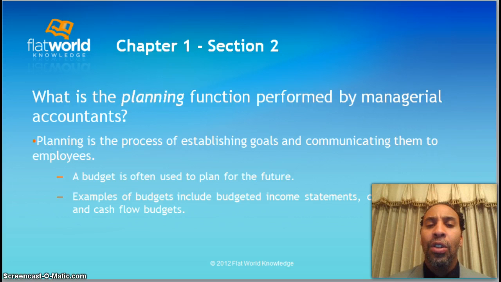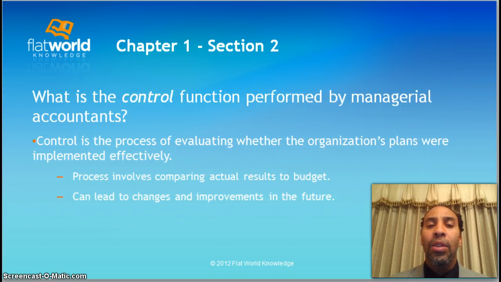A budget is often used to plan for the future, right? So we set our budget together and we plan for the future. This is how many individuals we need to pay for. This is how much their health insurance will cost. All kinds of different things come into play when you're dealing with managerial accounting. Examples of budgets include budgeted income statements, capital budgets, and cash flow budgets, all of which we will go over during the course. So what is the control function performed by managerial accountants?